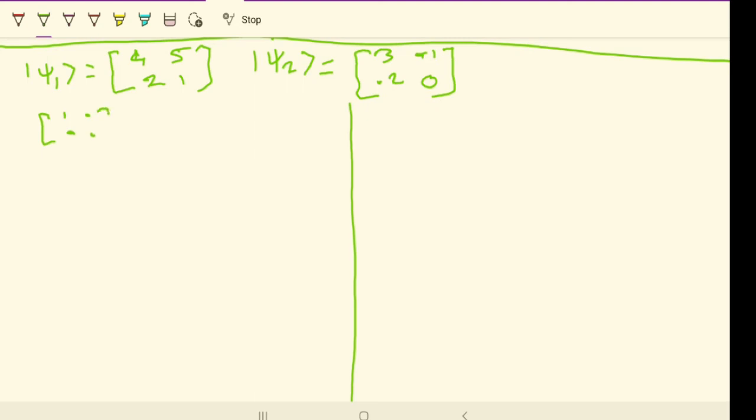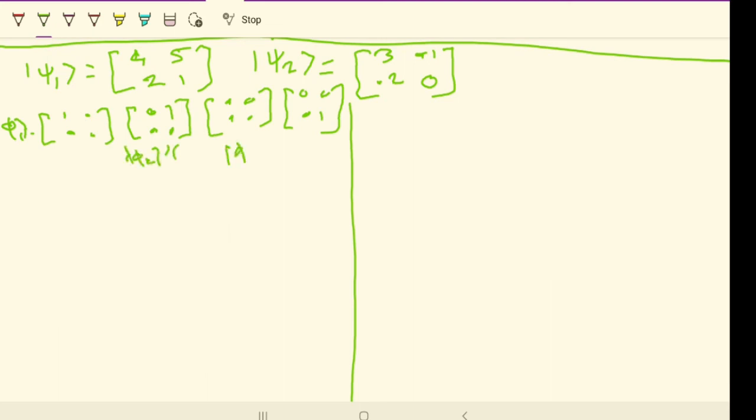Let me choose this as a basis vector. 1, 0, 0, 0. This is my first basis vector. The second basis vector is 0, 1, 0, 0. The third basis vector is 0, 0, 1, 0. And the last is 0, 0, 0, 1. These are my bases. So this is phi 1, this is phi 2, this is phi 3, and this is phi 4.